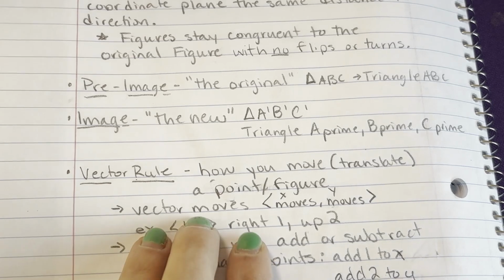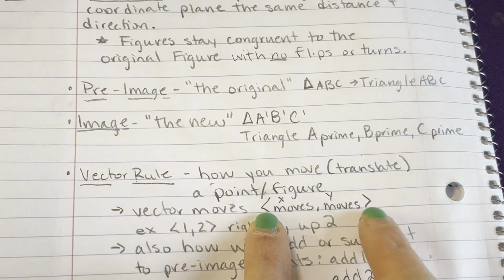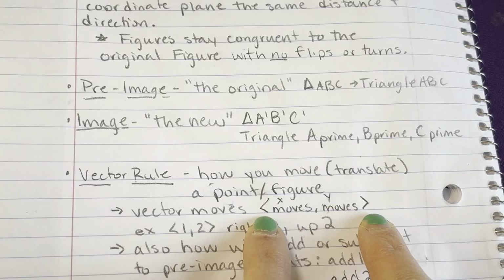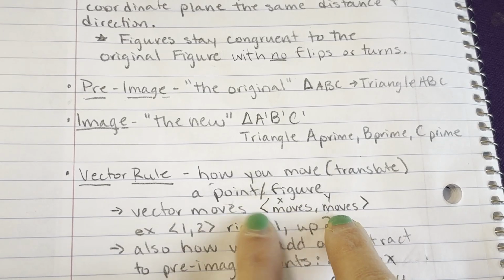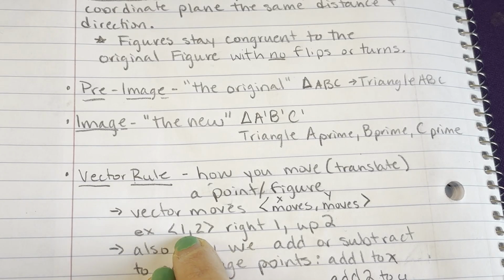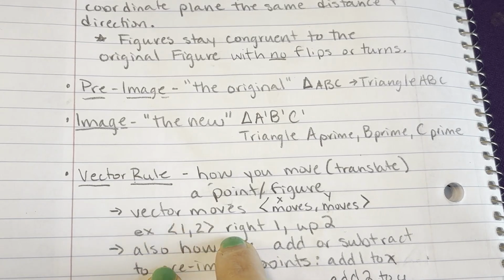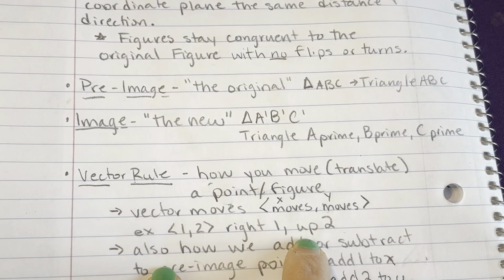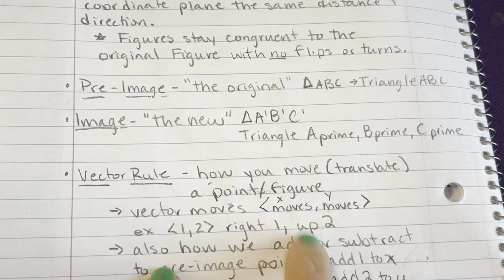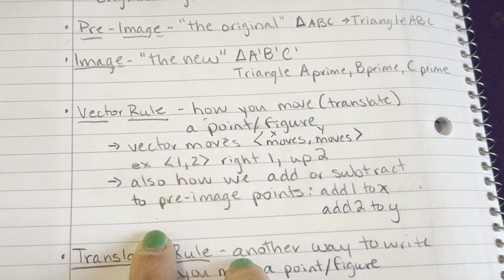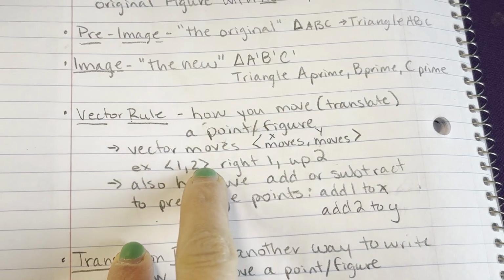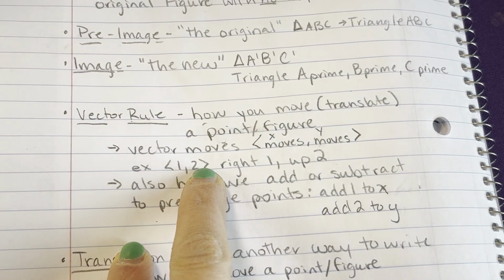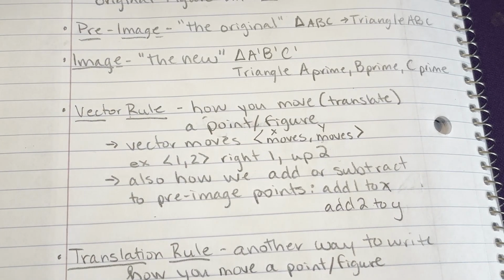All right, so for vector moves, we use these pointy parentheses, or that's how you know it's a vector, and which therefore you know is a translation. X moves are first, Y moves are second. So for example, if we have vector 1, 2, that means we go right 1, up 2. It's like the slope. It's always going to come back to haunt you. All right, it's also how we add or subtract the pre-image points. So that 1 tells me to add 1 to my X values. This 2 tells me to add 2 to my Y values. Okay, so we got the vector rule.